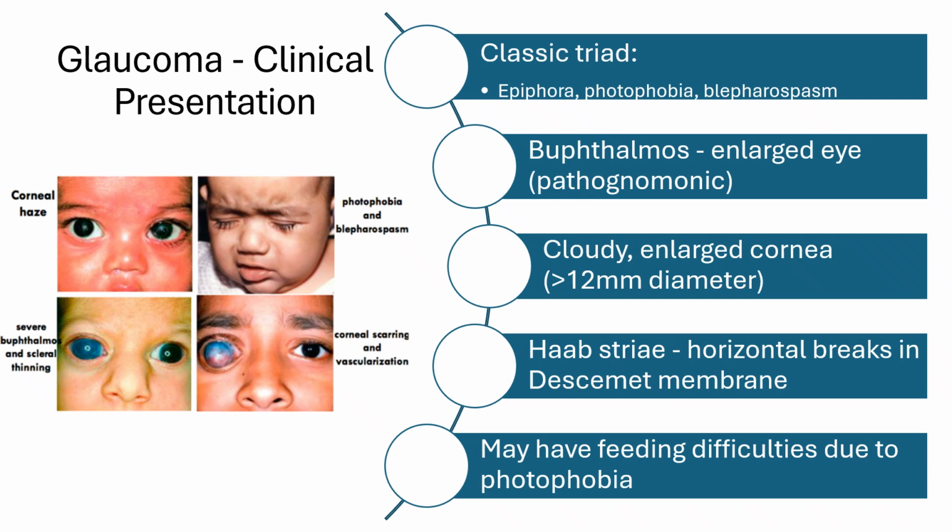The presentation spectrum ranges from obvious ophthalmos at birth to subtle tearing in an otherwise well infant. Bilateral involvement doesn't mean symmetric presentation. One eye often leads, potentially delaying diagnosis of the less affected eye. Any combination of the classic triad warrants immediate evaluation.